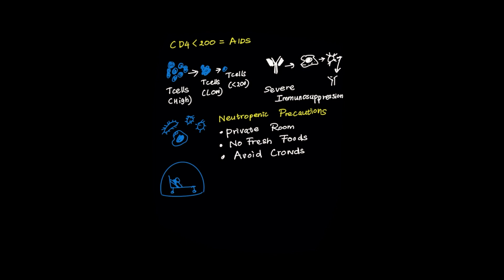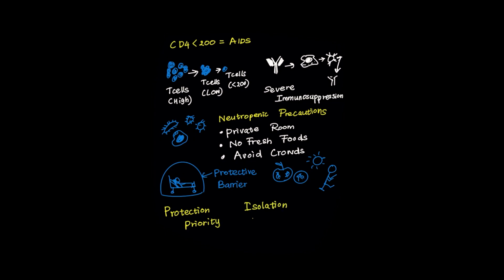Fresh fruits seem healthy but can carry bacteria like listeria that are deadly to immunocompromised patients. Sun exposure doesn't boost immunity, and vigorous exercise can further suppress the immune system. The focus must be on protection from infection through strict isolation protocols.